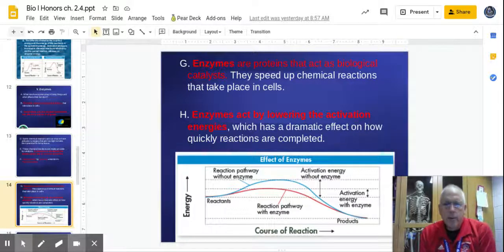And enzymes are proteins that act as biological catalysts. So that's what speeds them up. They're just proteins we've been talking about. That's one of the macromolecules, a protein. Okay. And they lower that activation energy, and it can be quite dramatic.